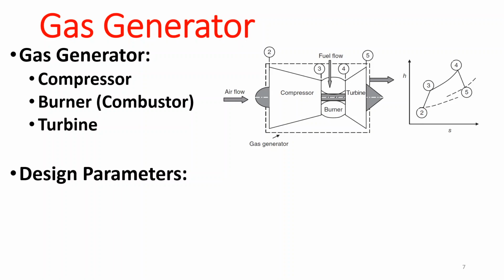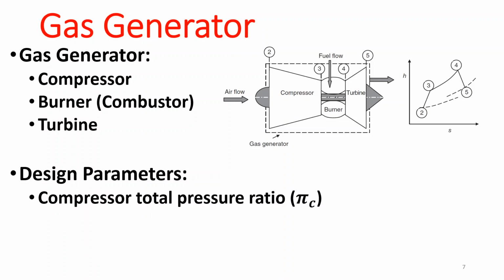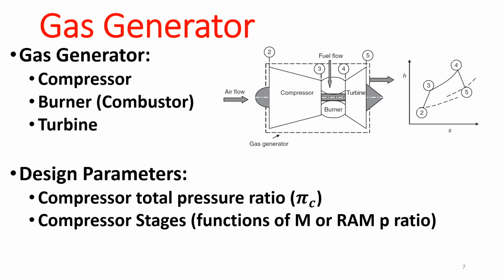But what are the design parameters when you're dealing with a gas generator or a jet engine in general? The compressor total pressure ratio, pi of C, and the compressor stages are a very important design parameter, as well as a host of other design parameters like the turbine stages, the diffuser condition, the inlet condition, the nozzle condition at the exit, right?